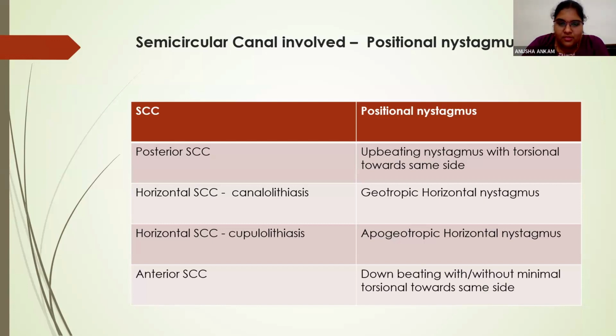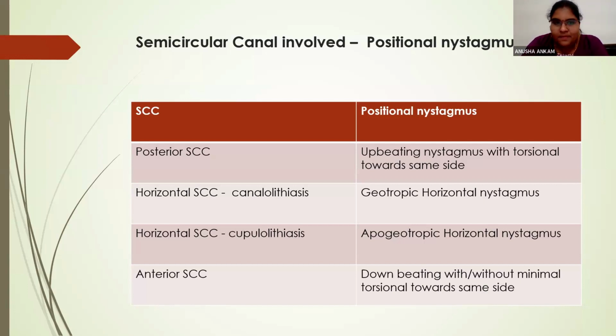Coming to the anterior semicircular canal, it is tested with the supine straight head extension test, in which we can see predominantly downbeating nystagmus, with or without a minimal torsional component towards the same side. So this is just a brief introduction of BPPV.